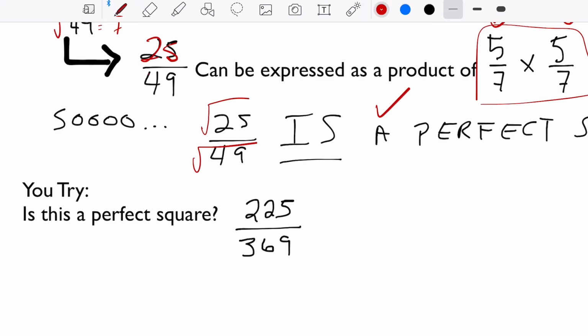If you have your calculator right now, what you want to do is square root the top and square root the bottom and see what you get. I'll give you a second to do that, and we'll do it together right away.